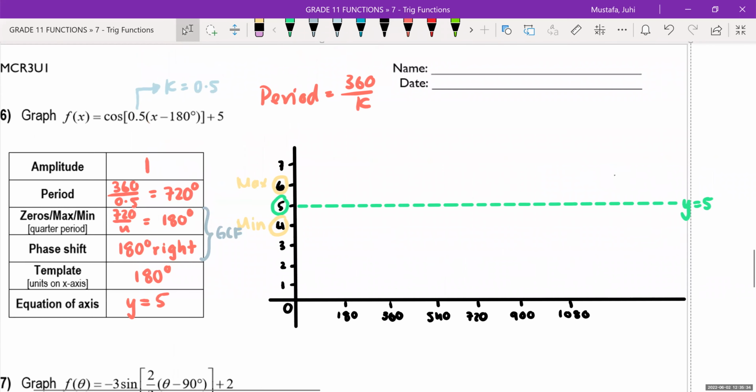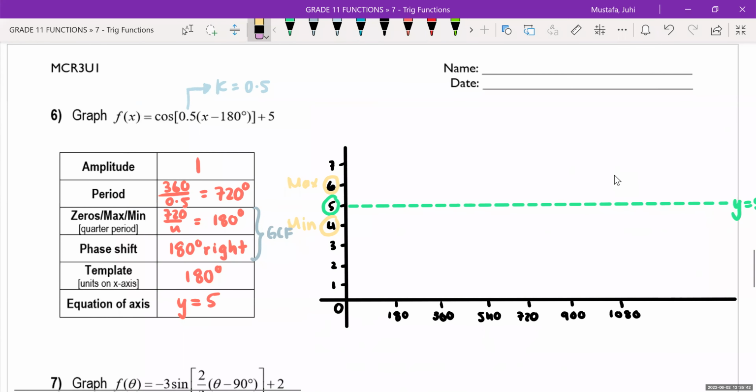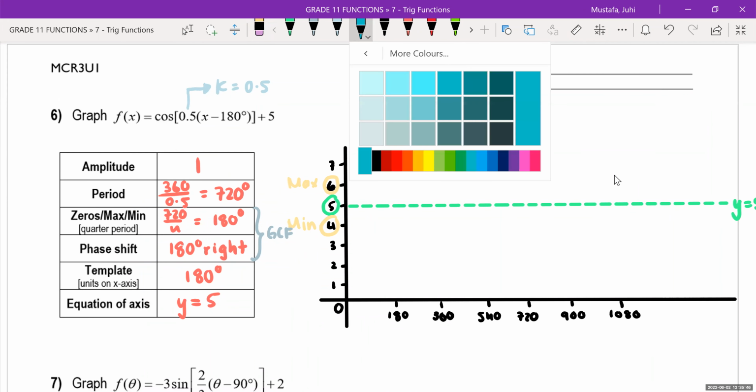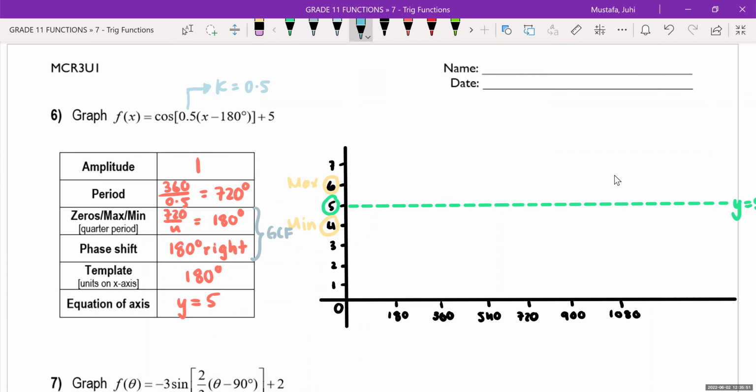Okay, let's now figure out what the shape of this graph is going to be. To do that, I look at the sign and the word cos or not cos. Maybe this one is a little nicer. I'm going to draw out the shape right here. A positive cosine graph is just going to look like this. So the pattern is it starts at the maximum, it goes to the equation of axis, it goes to the minimum, it goes back to the equation of axis, and then it goes back to the maximum.